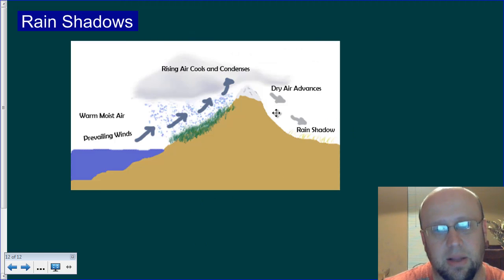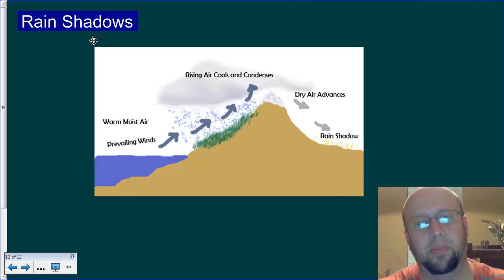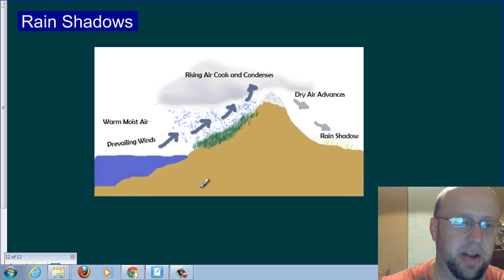And the last thing that I want to talk about, and you'll note that this really isn't one of the 5 things, because this isn't really a global pattern, but this is definitely something that affects climate on a day-to-day basis and is going to sort of feed into our biomes. And this is the idea of rain shadows.